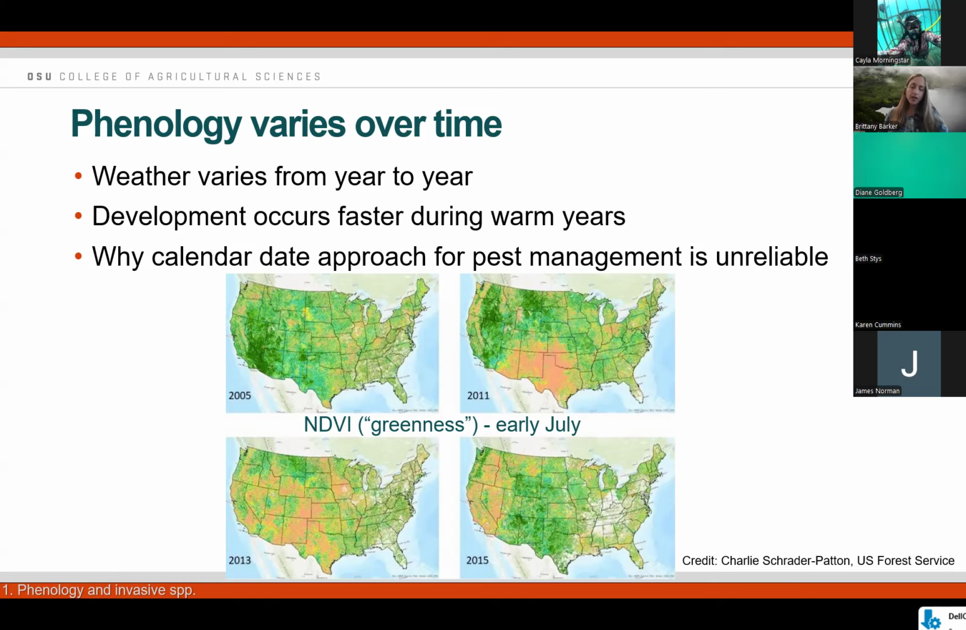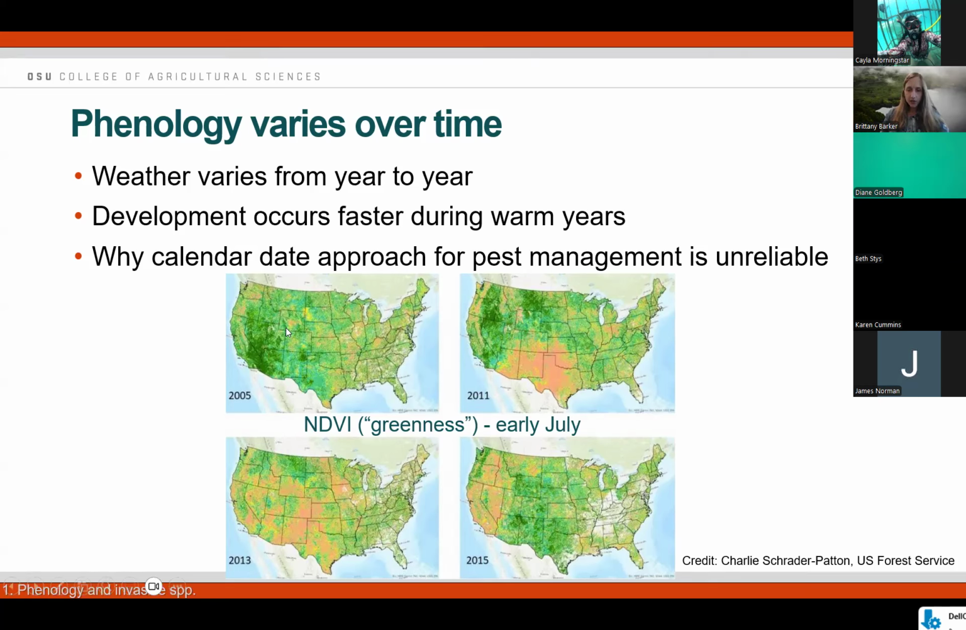Also, in terms of rapid climate change, we have these warming temperatures that just keep getting warmer and warmer. So what happened 5 years ago, that phenological event is probably going to happen earlier due to this rapid climate change.